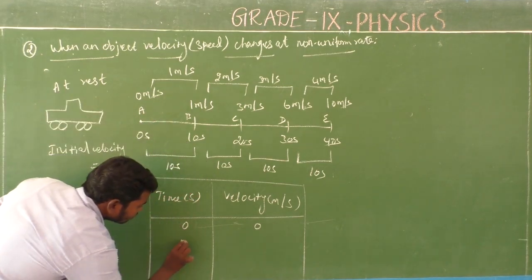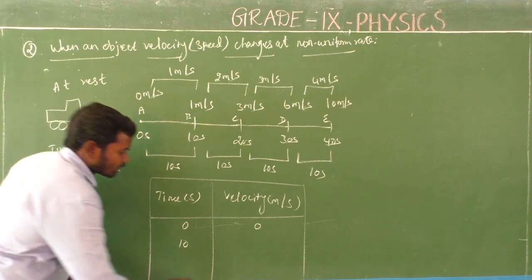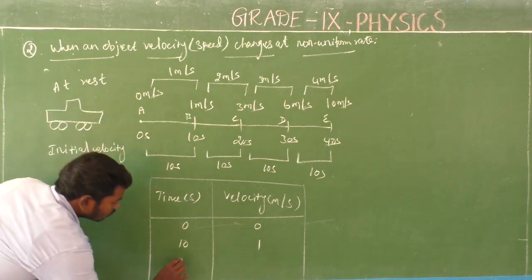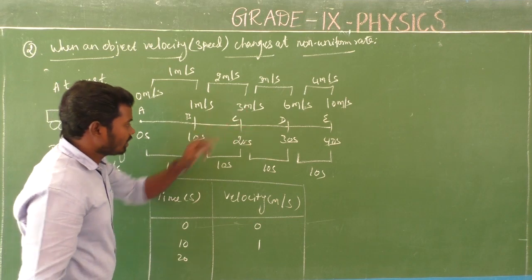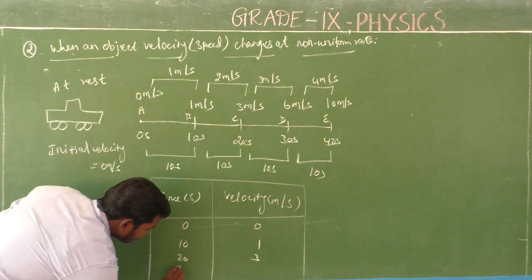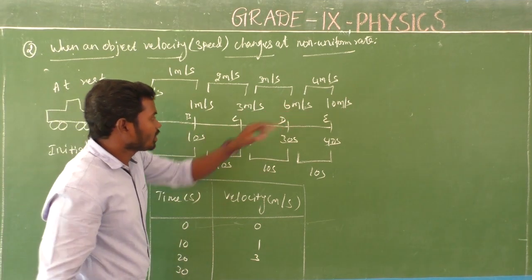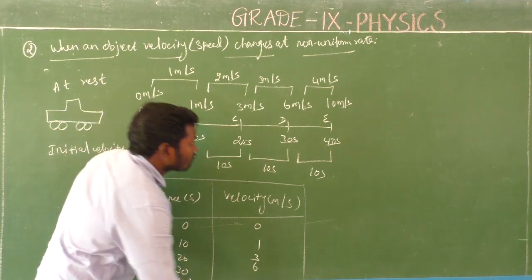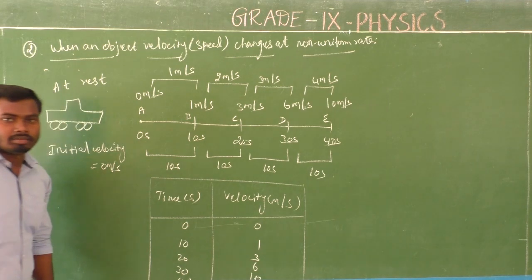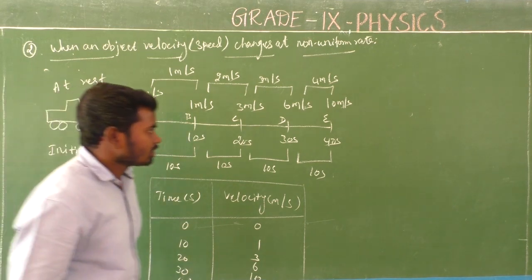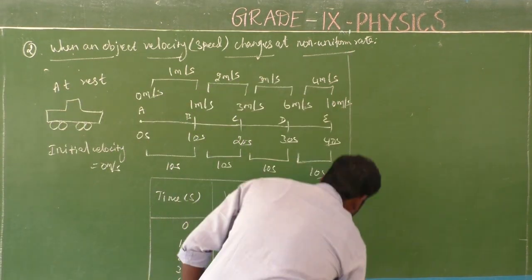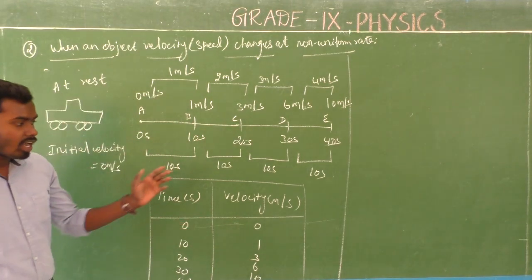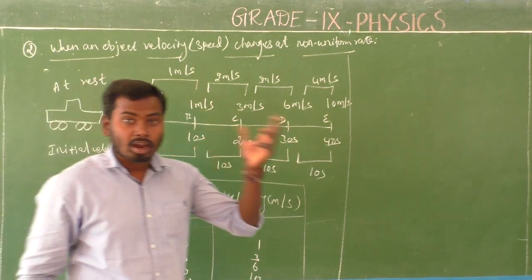Then at 10 second, the velocity is 1 meters per second. Then at 20 seconds, 3 meters per second. Then at 30, this is equal to how much? 6 meters per second. Then at 40, how much? 10 meters per second. Is it clear? Yes. So with the help of this tabular data, I am going to make a graph.